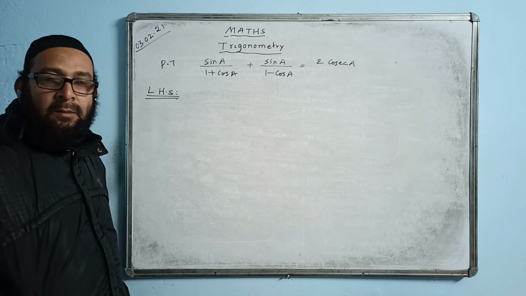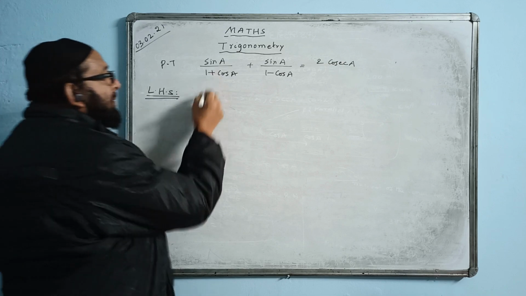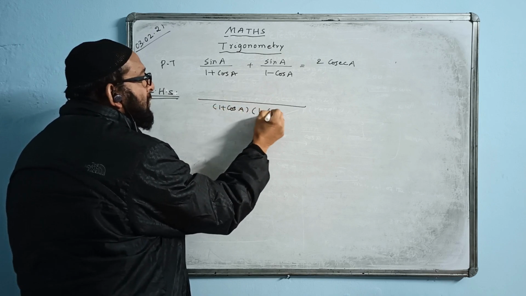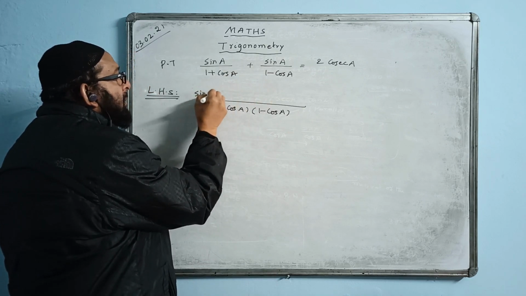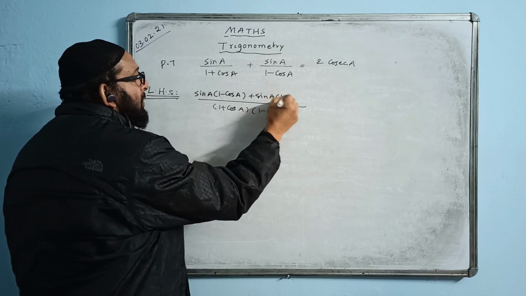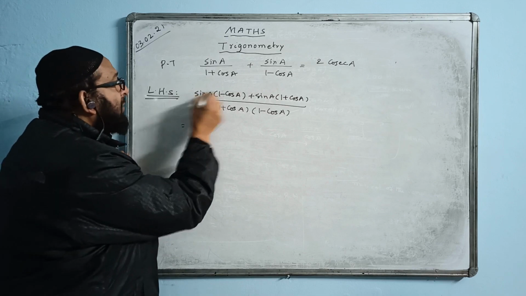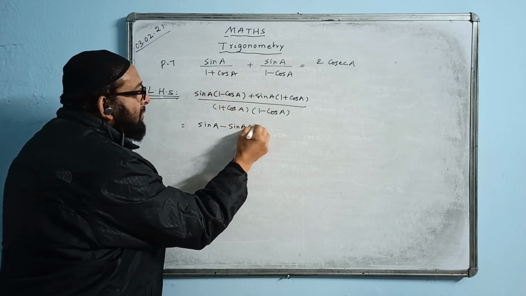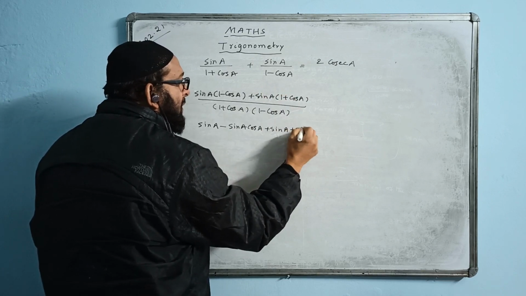Then take LCM of these 2. LCM, you get 1 plus cos A, bracket 1 minus cos A as the LCM. It will come sin A multiplied by this. You can write this as sin A bracket 1 minus cos A, and sin A into 1 plus cos A. We can open the bracket by multiplying. So sin A into 1 becomes sin A. Sin A into cos A becomes sin A cos A. Sin A into 1 is sin A. Sin A into this becomes sin A cos A.